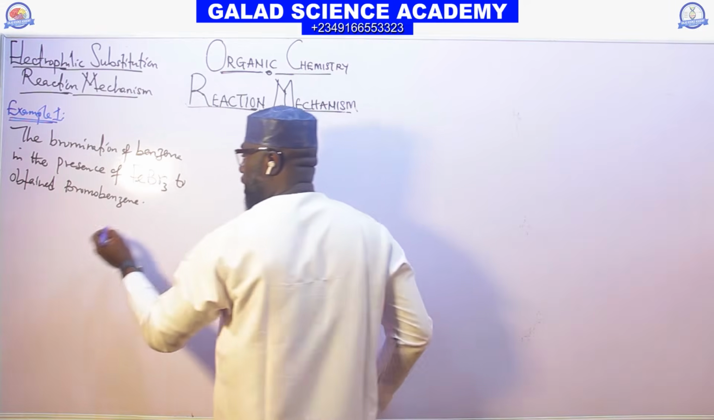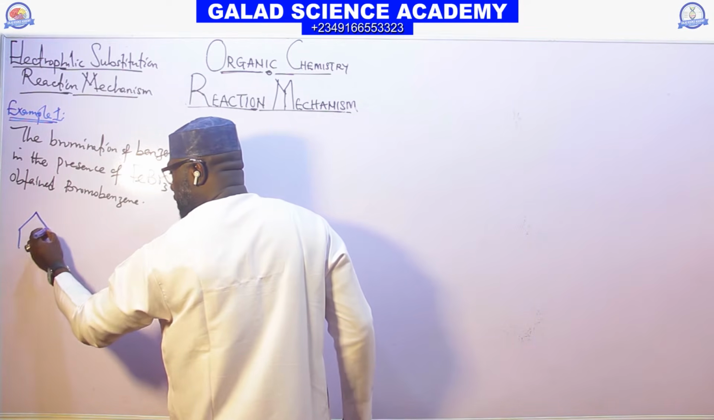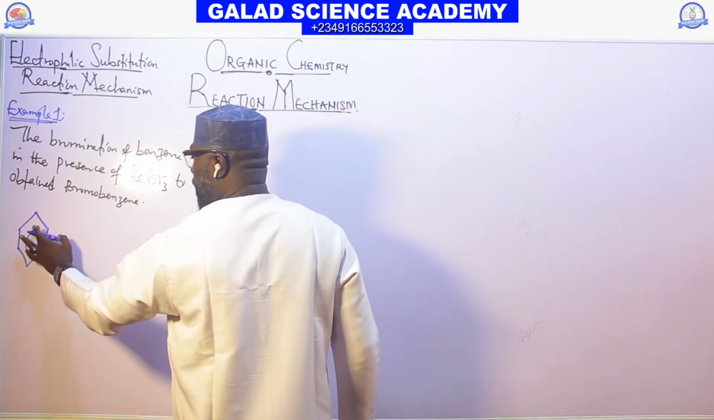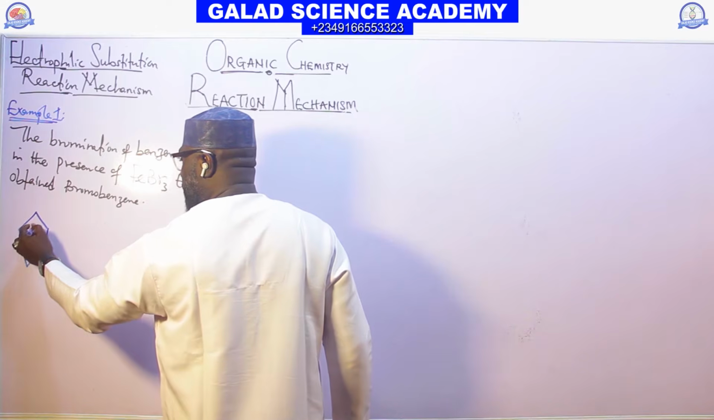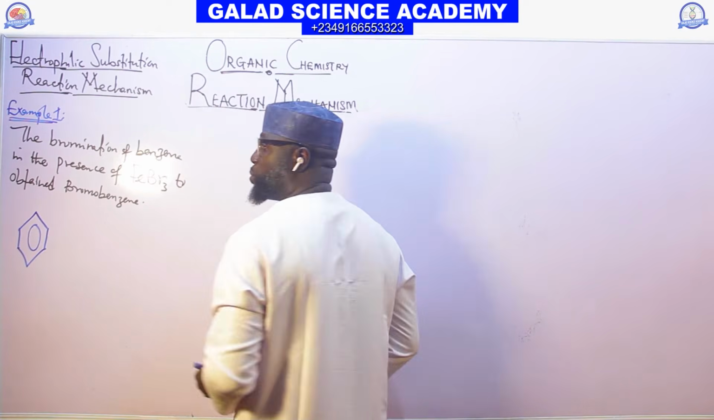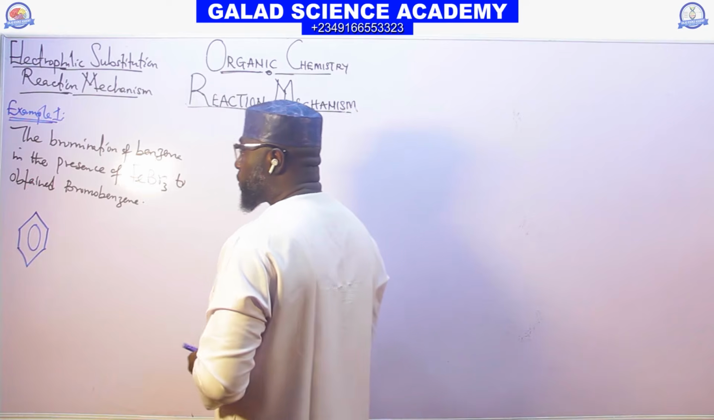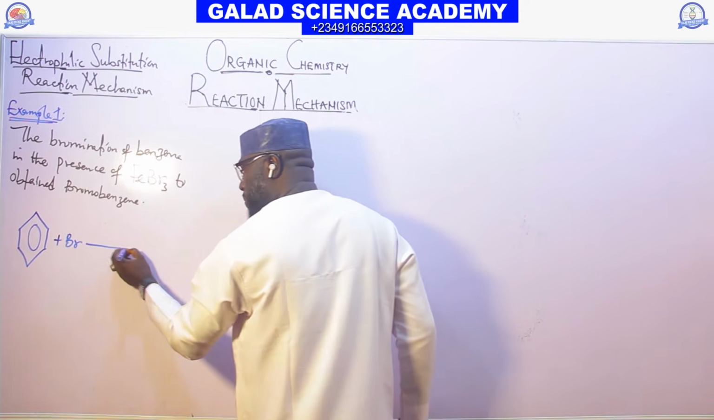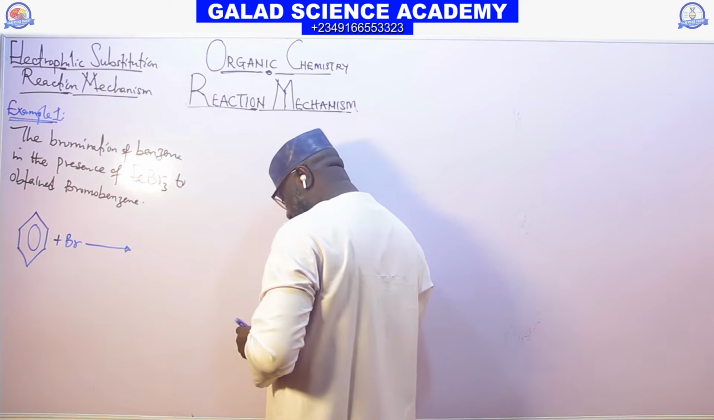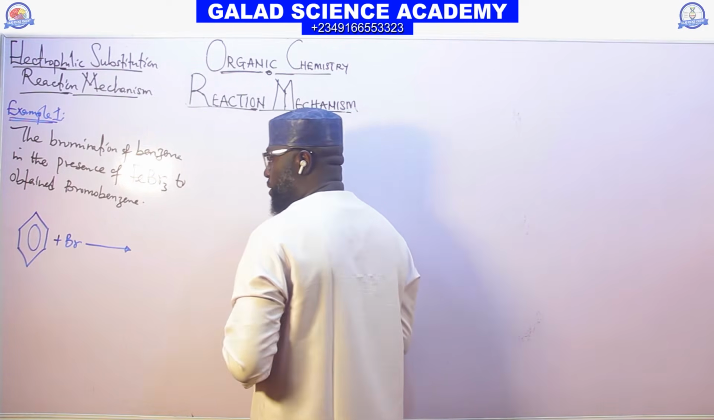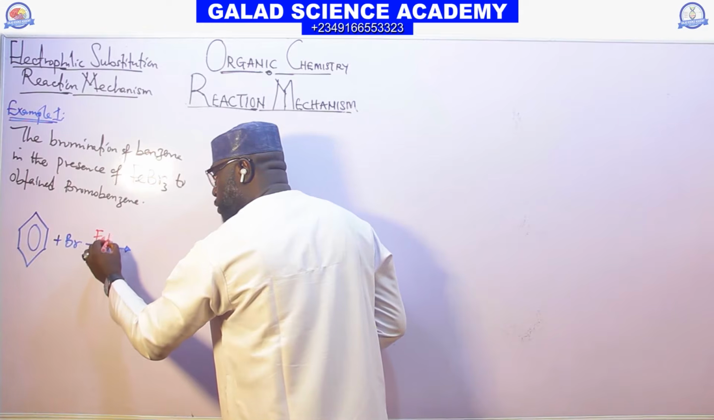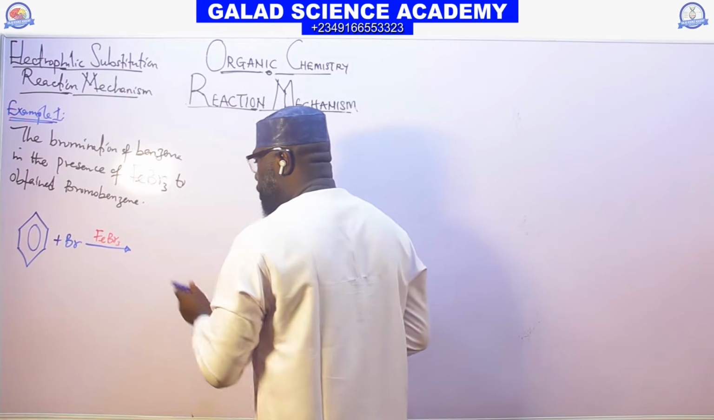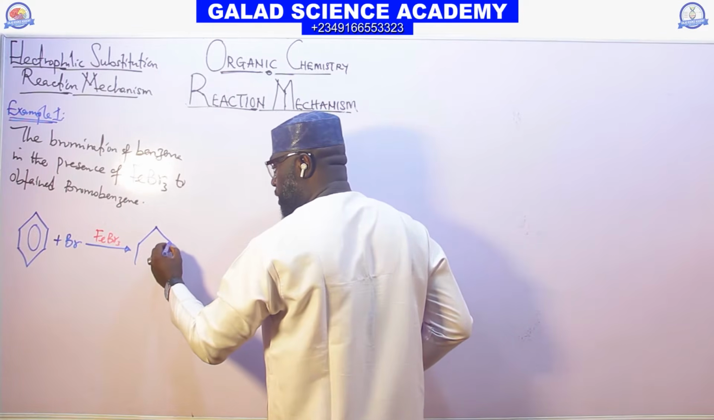This is the equation for this reaction. This is benzene. This is the best way of drawing benzene, putting a ring at the middle, more available than using the bonds. If this benzene reacts with bromine in the presence of what? What is the catalyst there? I said iron, FeBr3, as catalyst.